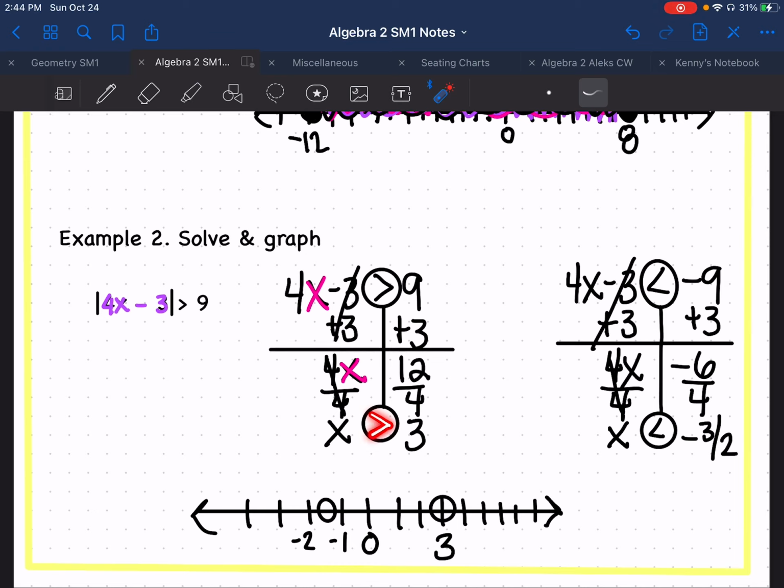Let's go back and say, should we fill these in? Well, look at the symbol here. Is there an or equal to bar? No, there is not. So we're going to leave it open. Is there an or equal to bar here? No, there is not. So let's go ahead and leave it open.